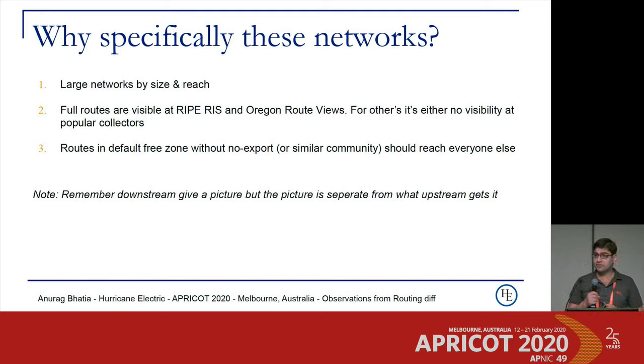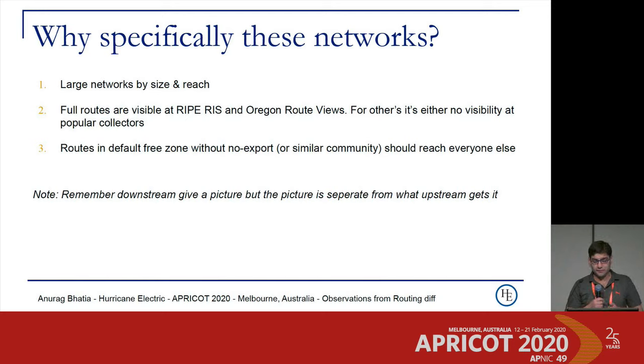Most of the other so-called transit-free networks, as in the Wikipedia list, were either not in Oregon Route Views, or they do have a session with Oregon Route Views which is down. With RIPE RIS also, it seems like they probably changed policy at some point. In initial days, they were getting routes only belonging to those networks, while now it seems like many other networks are announcing a full table to RIPE RIS. So it's kind of mixed.